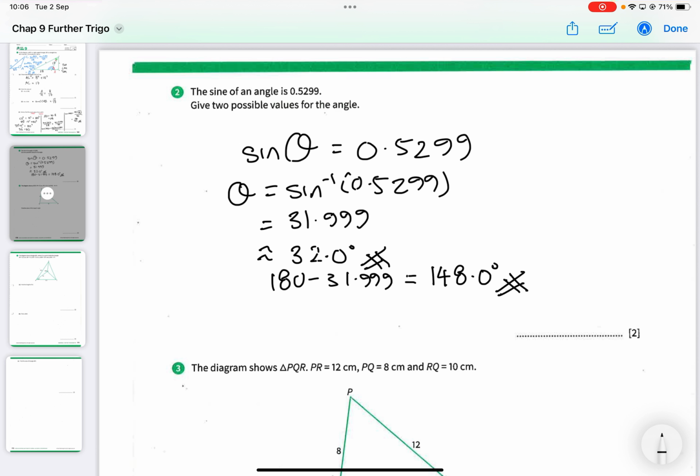Okay, question 2 is more straightforward. Once you understand what the question is asking you to do, you should be able to do it. Go, go, go.